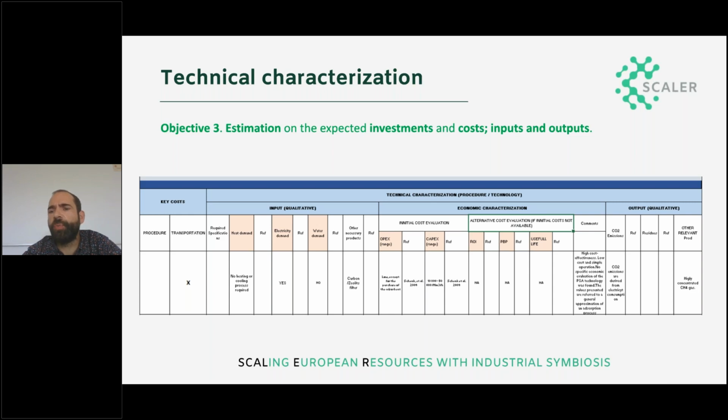Mostly the outputs that were considered for each one of the synergies were regarding the CO2 emissions, the residues involved, and other relevant products that were found to be associated to each one of the synergies. So this process was pretty much made for the 100 synergies. It was an extensive work that resulted in a complete technology database that has this information compiled in the same structure and is available in one of our deliverables from the project for consultation.